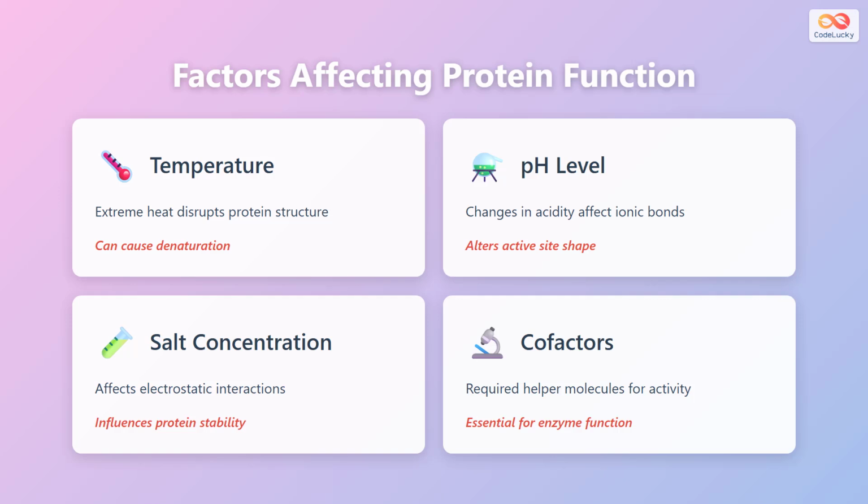Several environmental factors can affect how well proteins function. Temperature is one major factor. Extreme heat can disrupt the protein's structure, leading to loss of function. The pH level, or the acidity or alkalinity of the environment, is another important factor. Changes in pH affect the ionic bonds within the protein and can alter the shape of the active site in enzymes. Salt concentration also matters because it influences electrostatic interactions that help stabilize the protein structure. Finally, many proteins require cofactors, which are helper molecules, either metal ions or small organic molecules that must be present for the protein to function properly.